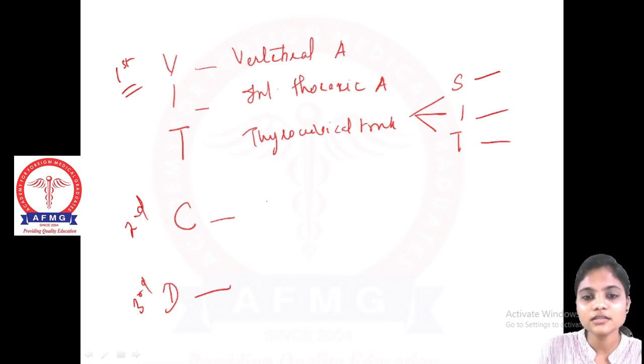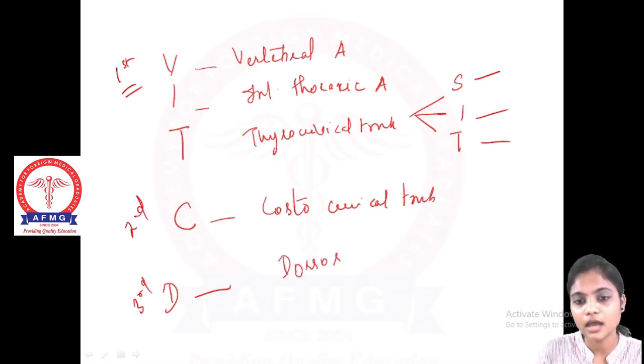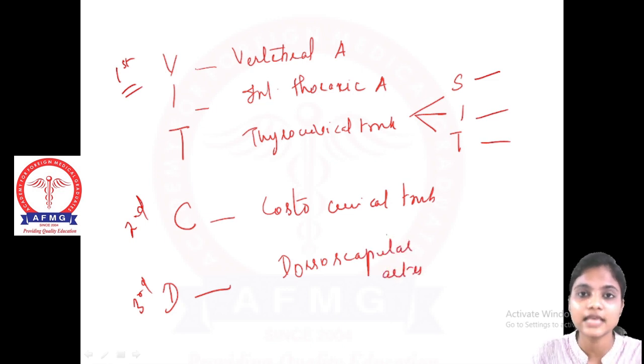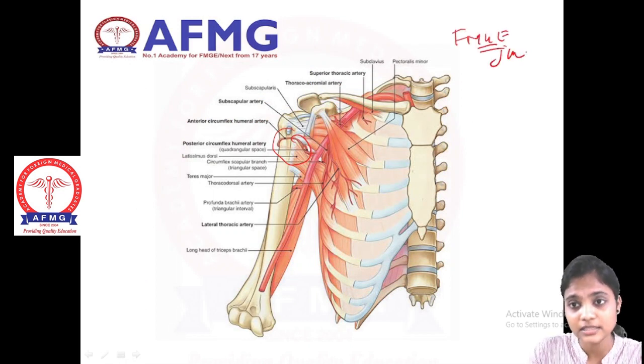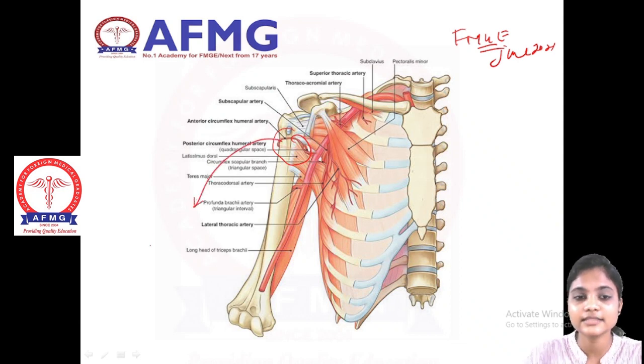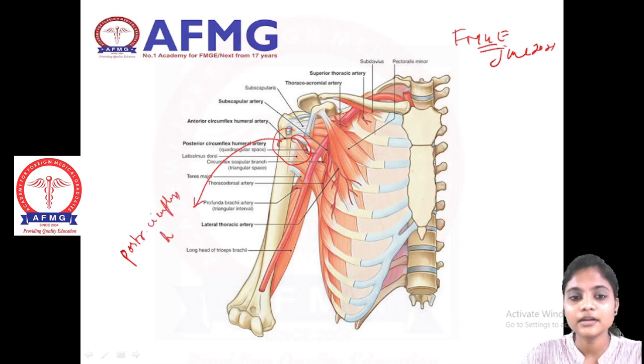Now, coming to the second branch, costocervical trunk. And D is for dorsal scapular artery. And which muscle is dividing the subclavian artery? That is your scalenus anterior muscle, please remember. Now coming to this question, this image, this is the exact image which was asked in your FMG exam June 2021, in the last exam. They have marked this artery and said that it is a posterior circumflex humeral artery, but this is an anterior circumflex humeral artery.